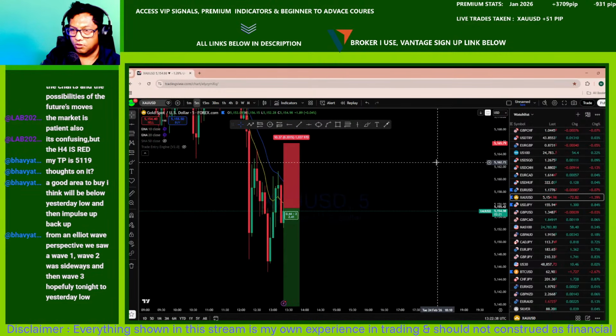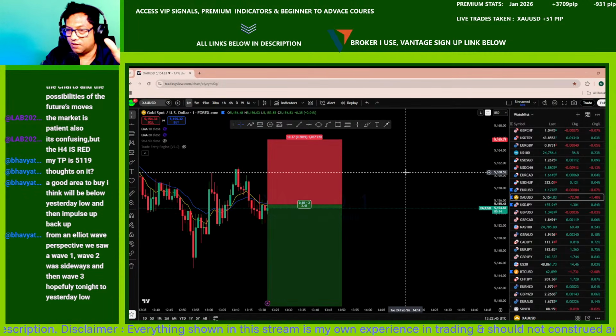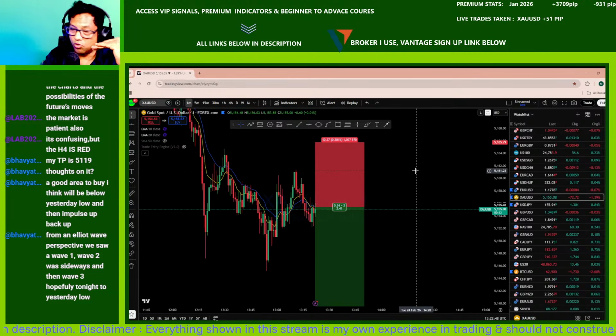Okay, so looking for a possible bearish move here, and you can see some price action being formed. The market can go in any direction.